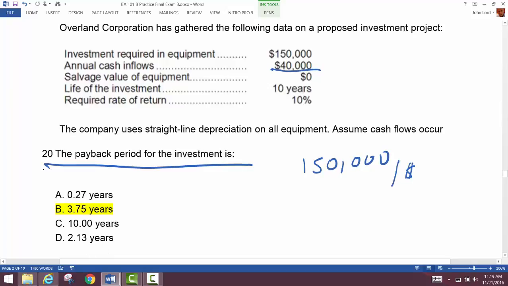So we simply divide that 150,000 by the 40,000, and that means it's going to take us what? 3.75 years to get our investment back? Very, very, very crude method. I mean, almost no business decision is made this way.